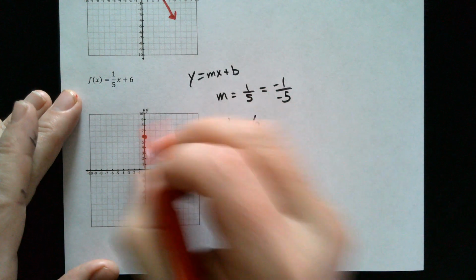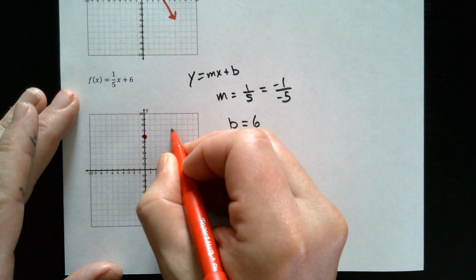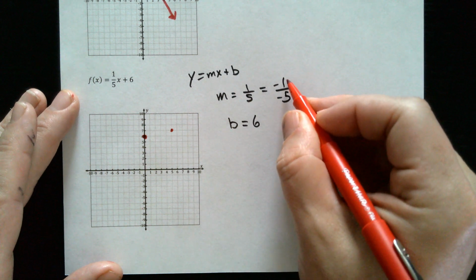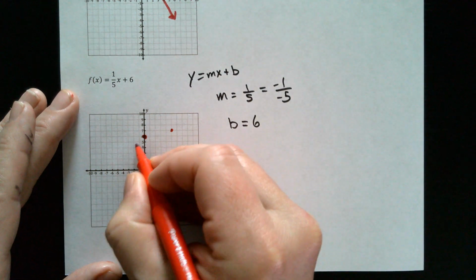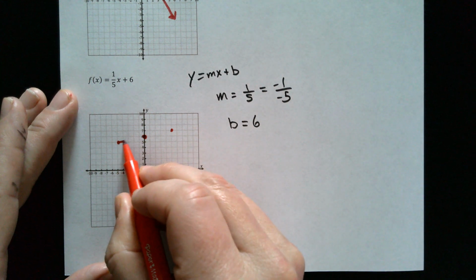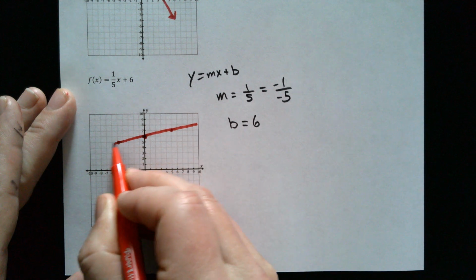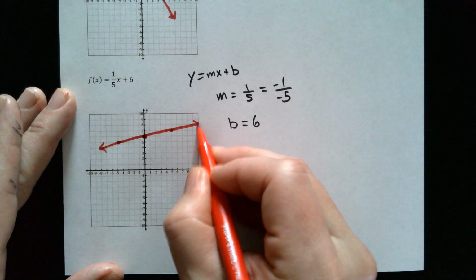Let's use the 1 over 5. So that is 1 up, 5 over. 1, 2, 3, 4, 5. Or we could go down 1, left 5. So down 1, 1, 2, 3, 4, 5. Okay, and let's try to get that as straight as I can. Not too bad. Okay, and there is the graph.